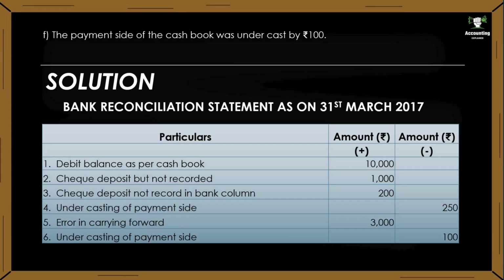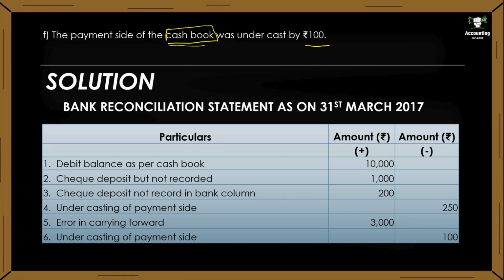The payment side of the cash book was undercast by rupees 100. Before proceeding to the transaction, I want you to note one important point. Okay, so if they give only the cash book, it means the bank column of the cash book. And as we saw in the previous transactions, if they give specifically bank column or cash column, then only you should consider those columns. Or else consider the cash book as the bank column of the cash book. Okay, keep this in your mind and don't forget.